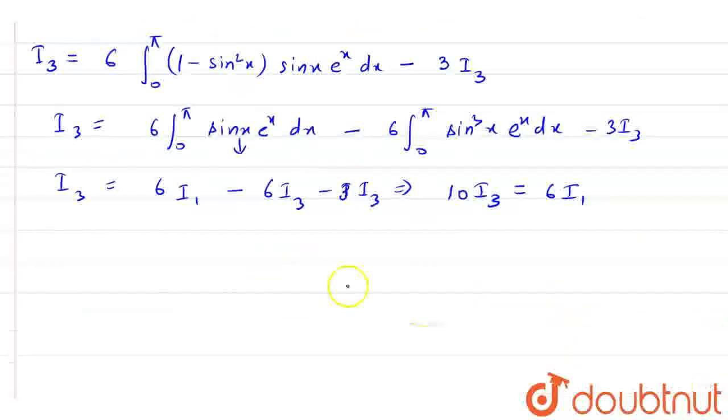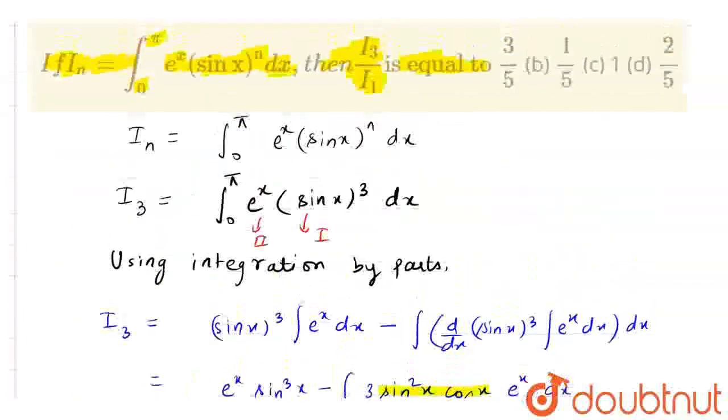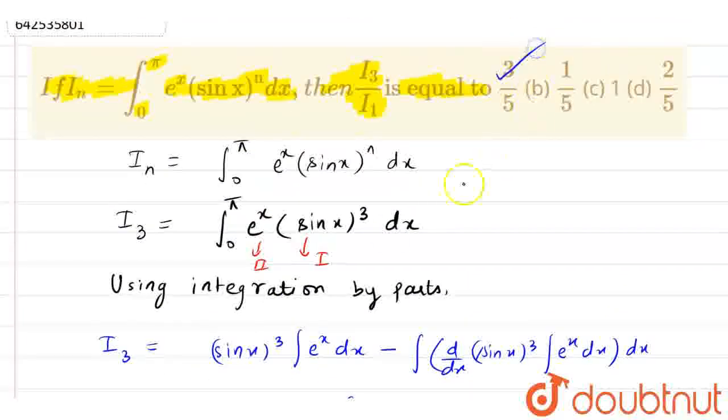So the value of I3 by I1 is 6 by 10, that is 3 by 5, which is my answer here. So as per the options, option A is the correct option here.